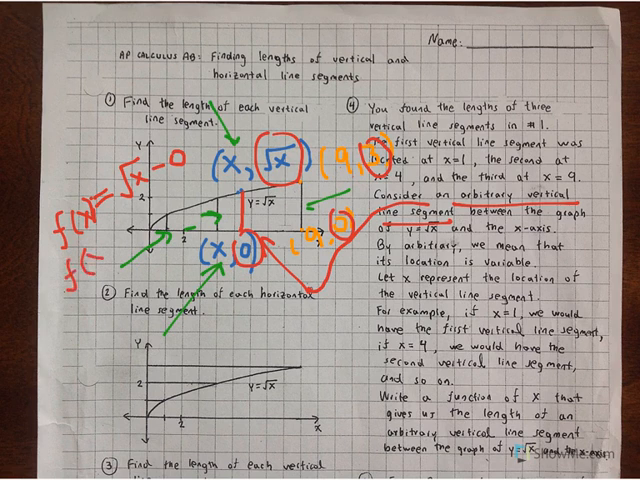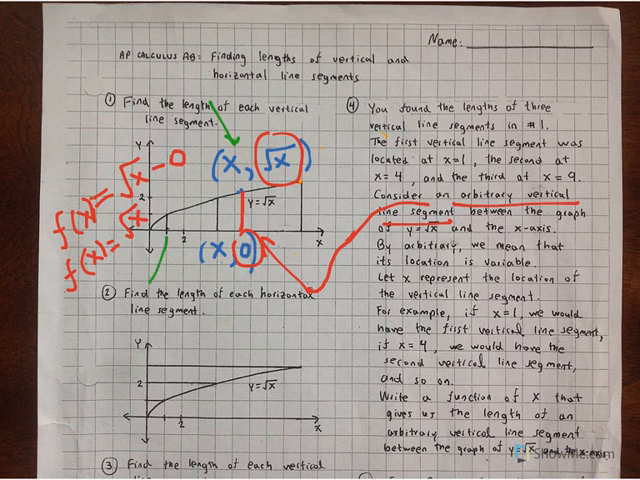Of course, you can simplify that to f of x is equal to just the square root of x, and you can test this out. Here's what I mean by that. Check to see if it works for the 3 vertical line segments from number 1.